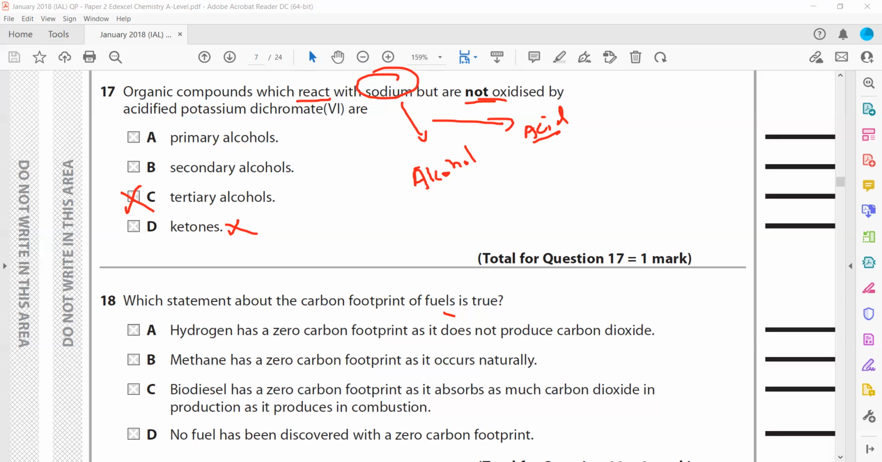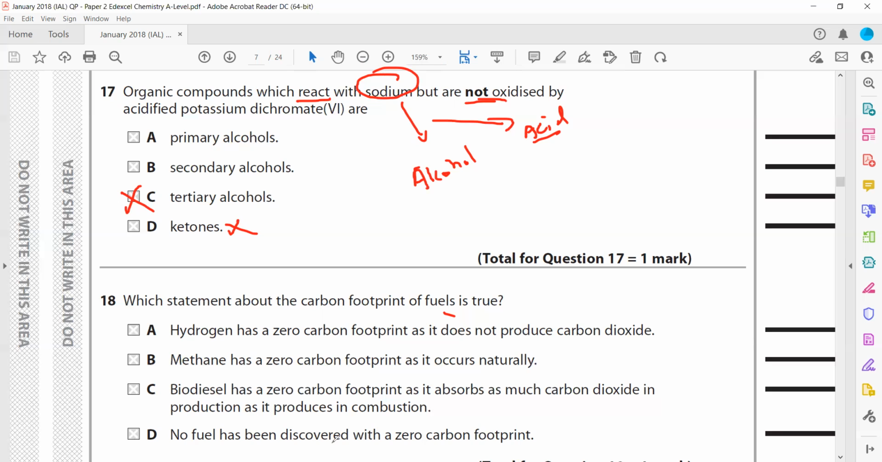Why? Because even though when we burn hydrogen, it does not produce carbon dioxide, there's also the transportation of hydrogen. We transport the hydrogen from one place to another by using vehicles which are using carbon fuel. So there is an emission of carbon. Carbon footprint means the activity which might alter the percentage of the carbon dioxide in the atmosphere. That's called carbon footprint.